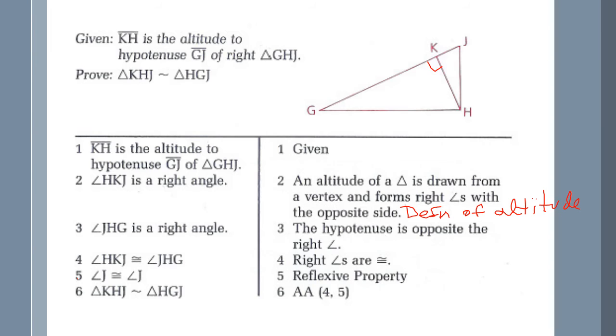Angle JHG is a right angle. Hypotenuse is opposite the right angle. That's the definition of right triangle too. Well, I don't know if that's the definition of a right triangle actually, but that is kind of stating the obvious. The two angles are congruent, right? So angle HKJ is congruent to angle JHG. Right angles are congruent. Angle J is congruent to itself by reflexive. So now we can say triangle KHJ is similar to triangle HGJ by angle similarity.